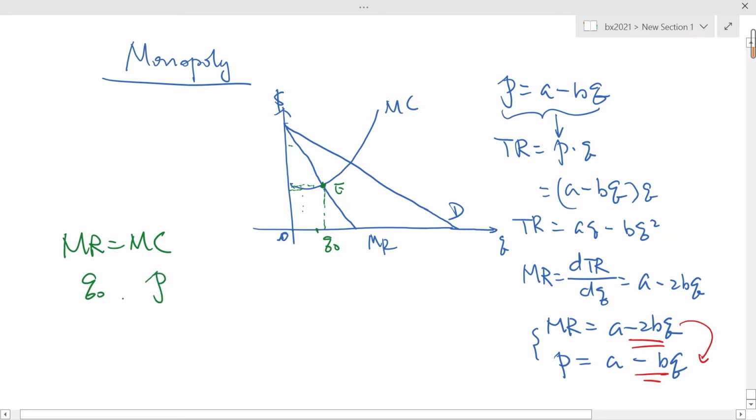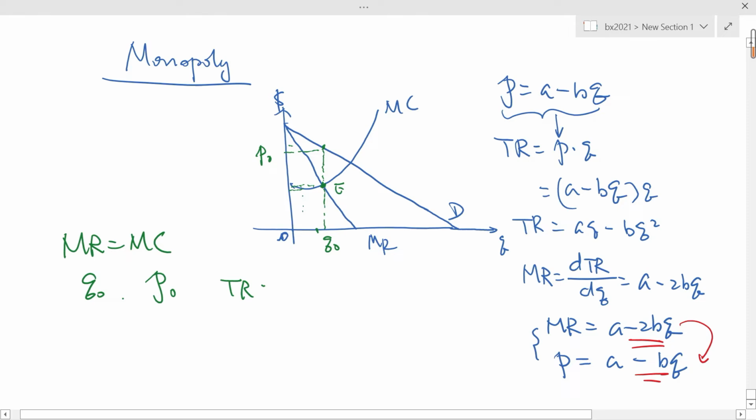Charge a price. What price should we charge? Go from Q0 up to the demand curve and read out the price. Let's call this P0. In doing so, I'm going to maximize my profit. All right, where's my profit? Total revenue here.